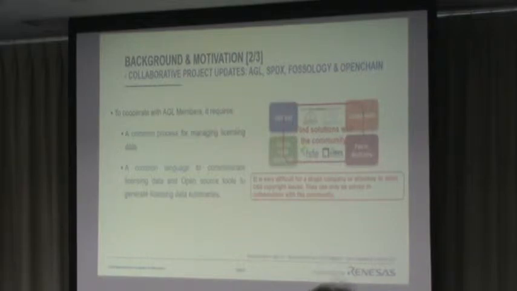And now, regarding open source software compliance activity, it requires a common process for managing licensing data, a common language to communicate licensing data, and some open source tools to generate licensing data summary. So that we can extract the open source software license and copyright, and analyze and review it. We can manage license this way, which we're doing in the AGL unit.